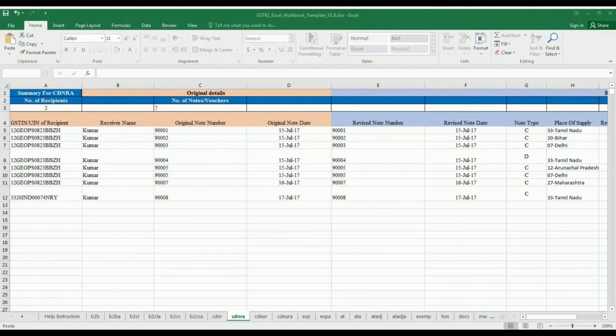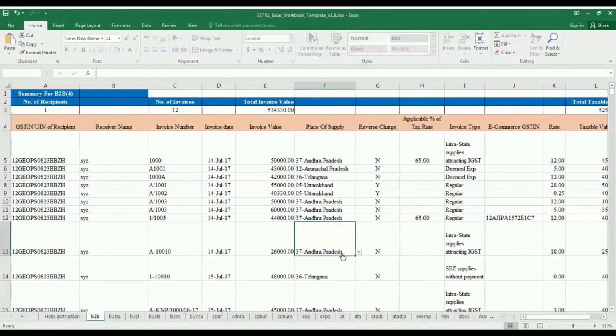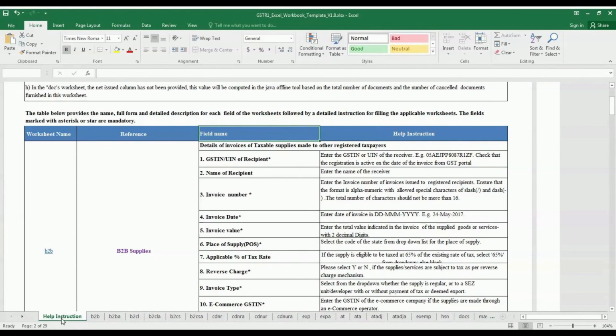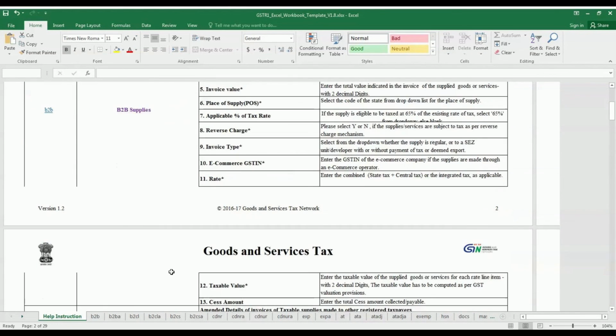This is the sample offline utility which was downloaded from the GSTN portal. Here we can see that many types of worksheets are provided. We will discuss them one by one. The first basic sheet is the help instructions sheet. In this, worksheet-wise instructions and guidance are provided. If needed, one may refer to it.